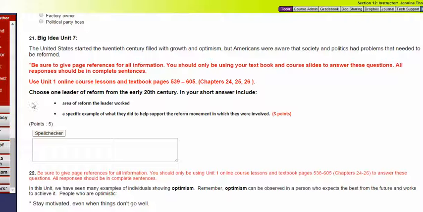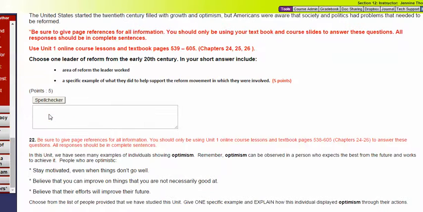Use Unit 1 online course lessons and textbook pages 539 to 605, chapters 24, 25, and 26. Choose one leader or reform from the early 20th century in your short answer. Include the following: the area of reform that leader worked in, and a specific example of what they did to help support that reform movement in which they were involved.